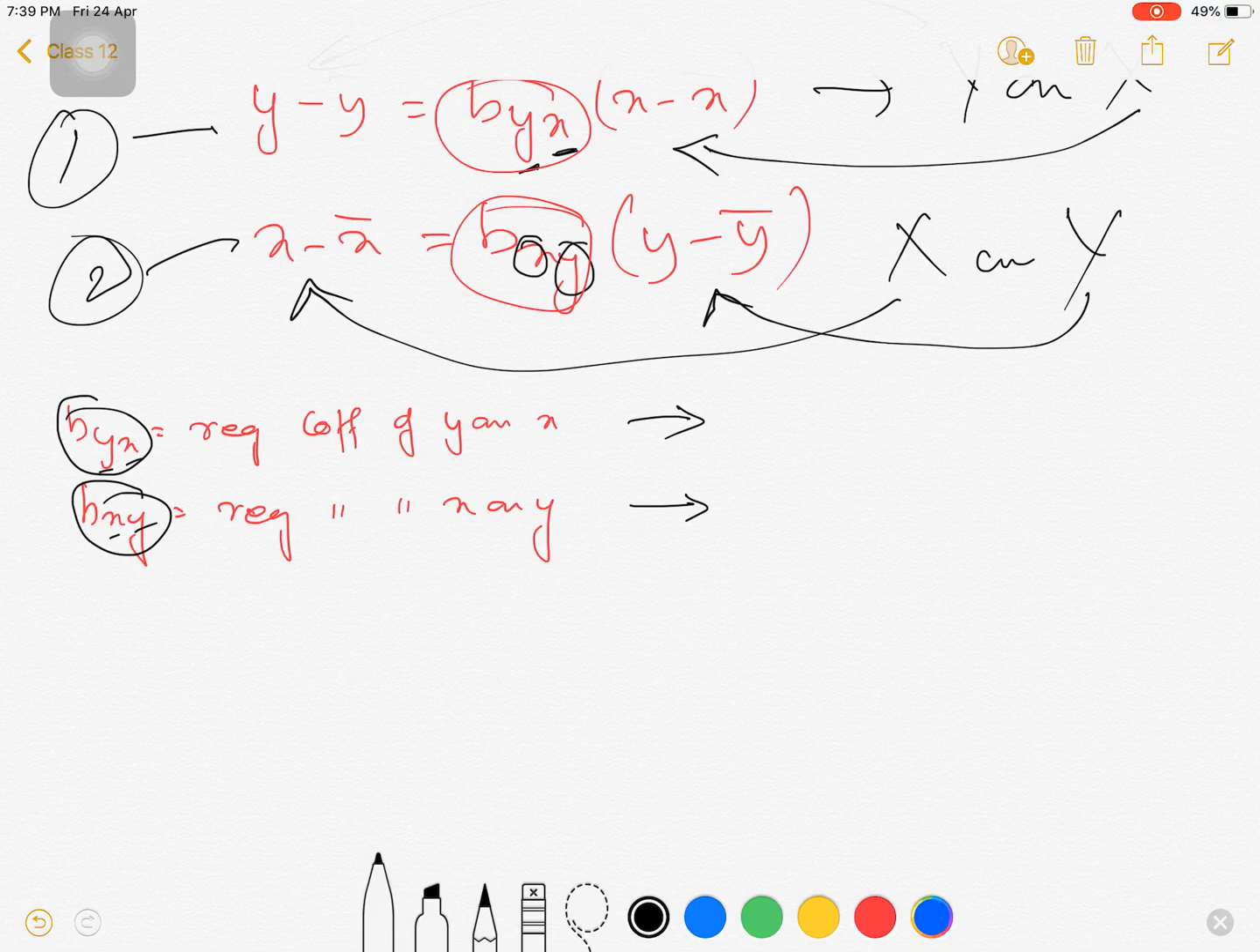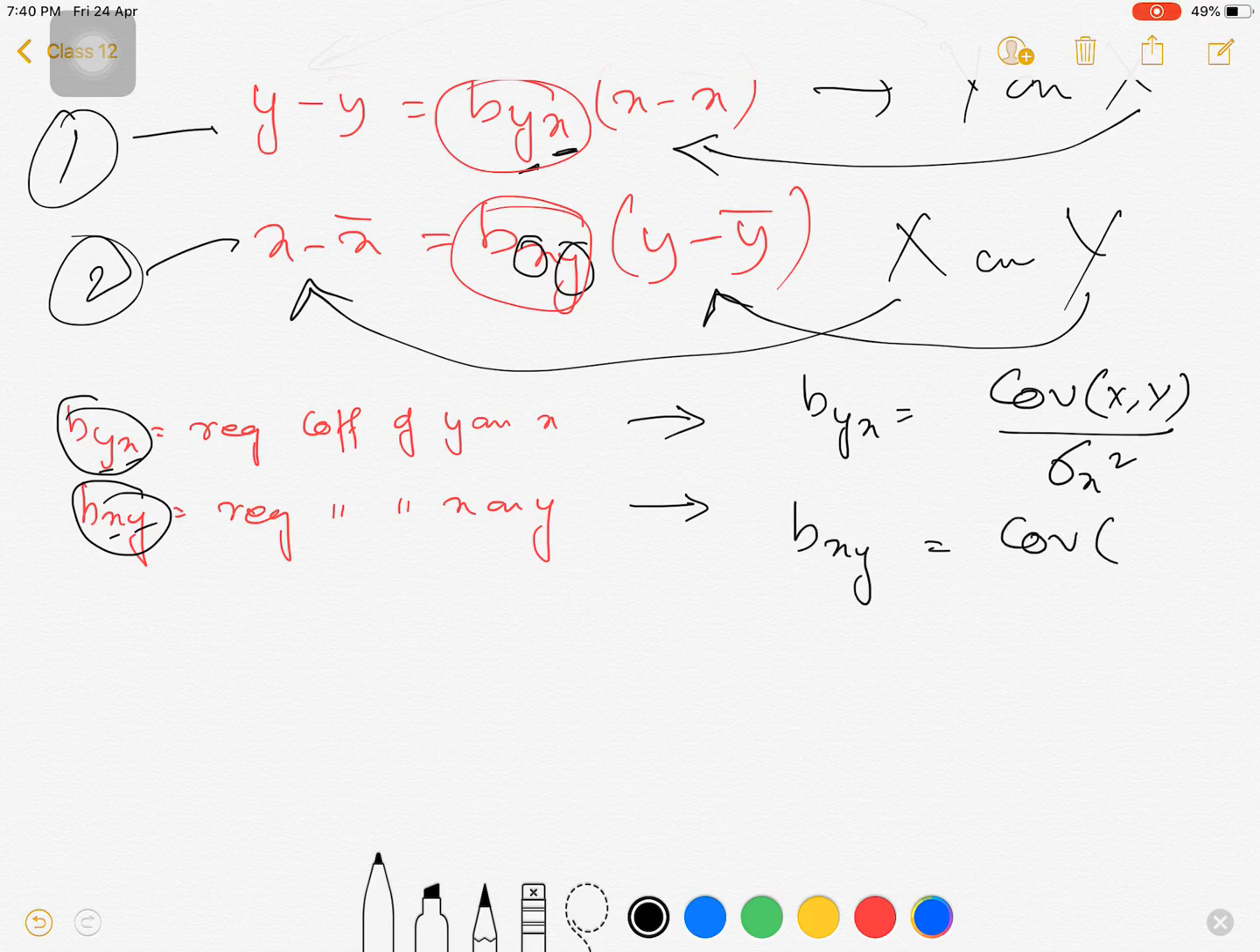The first, very important and basic formula is: you can find byx like this: byx equals covariance of x comma y divided by sigma x whole square. What about bxy? Covariance of x comma y divided by sigma y whole square. Look at the sequence. When x comes later, the denominator has x. When y comes later, the denominator has y, and both have covariance of x and y.